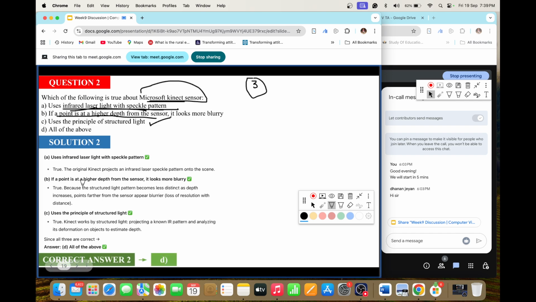Regarding the second, if a point is at a higher depth from the sensor, it will look blurry, because the structured light pattern becomes less distinct as the depth increases. Points farther from the sensor appear blurrier. So definitely, when the points are farther from the sensor, they will appear blurrier. And it is definitely an example of the principle of structured light. So option D is the correct answer. I hope it is clear to all of you.